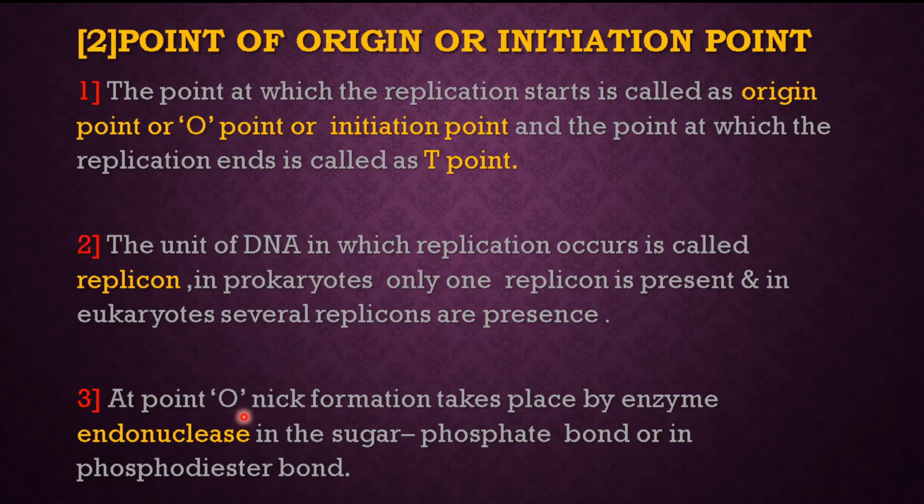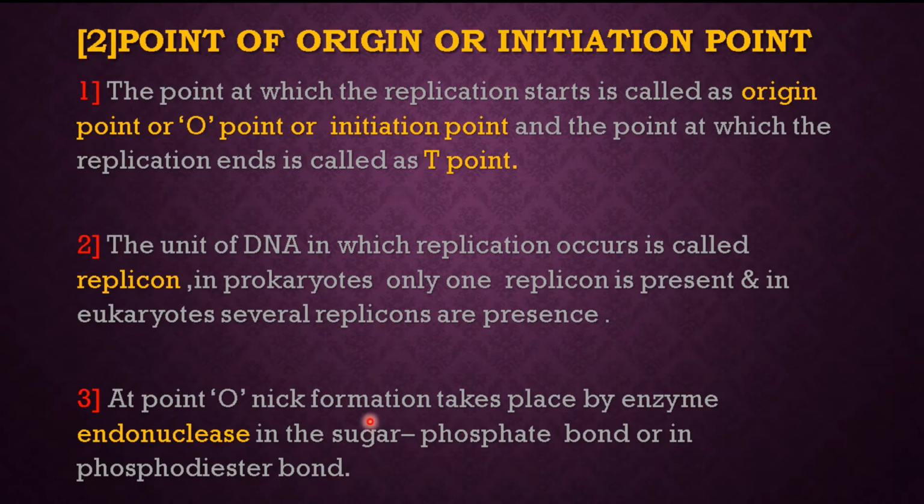At point O or origin point, nick, which means notch, formation takes place by the enzyme endonuclease. Wherever cutting or nick formation is there, only one enzyme is responsible, called endonuclease. See what happens here: at the O point, nick formation, notch development, takes place because of the enzyme endonuclease in the sugar phosphate bond, or phosphodiester bond.